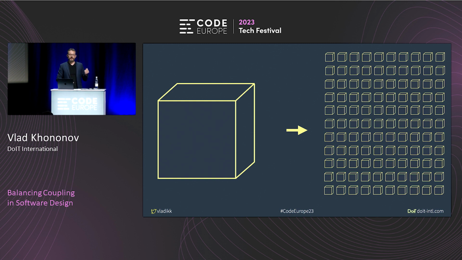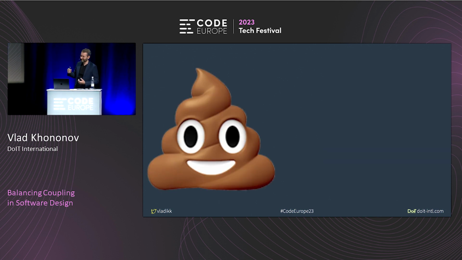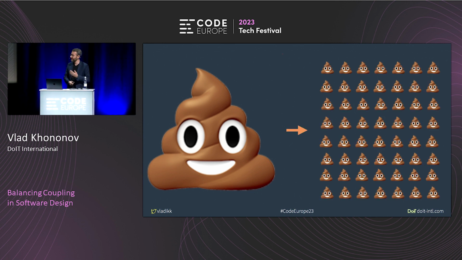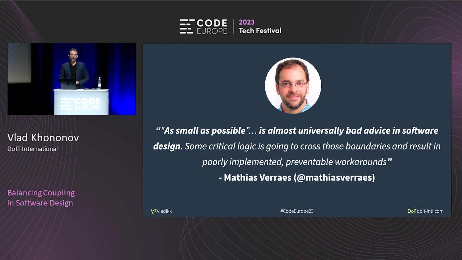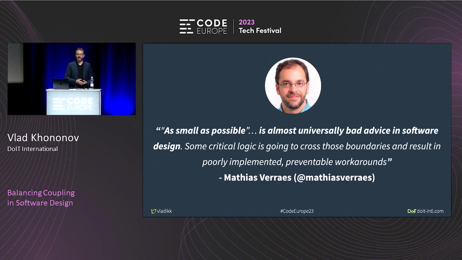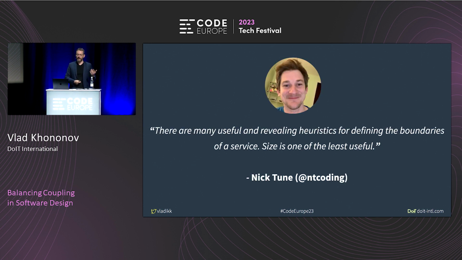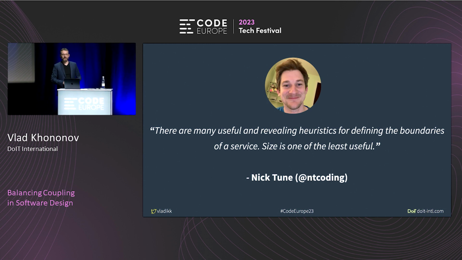But when focusing on size alone, what results are we getting? Well, in many cases, we go from coupled piles of code to decoupled piles of code. That's not surprising. As my friend Matthias says here, going for as small as possible is almost universally a bad advice in software design. Also, Nick Tune says, there are many useful and revealing heuristics for defining the boundaries of a service. Size is one of the least useful. Yet, we keep on doing that.